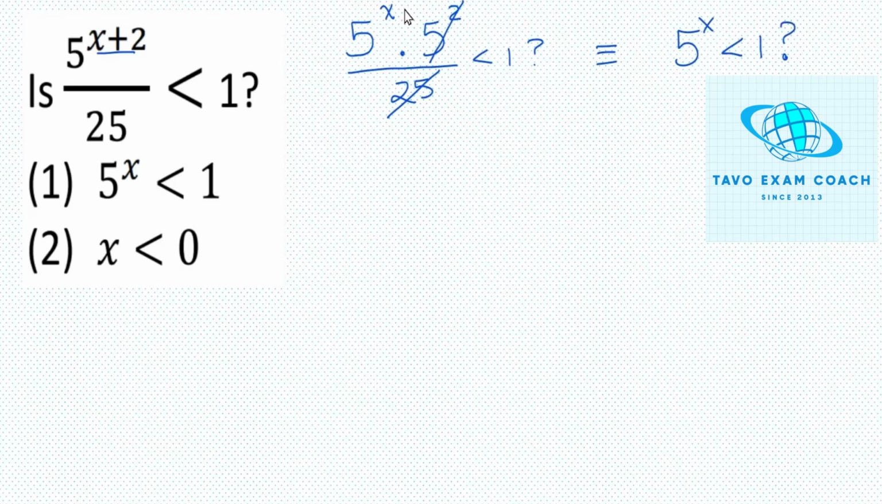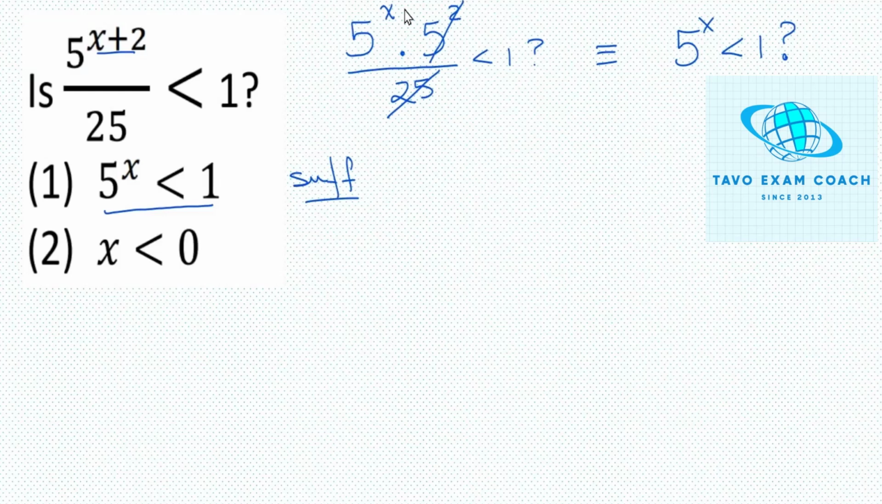Well, with this simplification, statement 1 is obviously sufficient. It affirms the simplified form of the expression in the question. It confirms it's true. So statement 1 alone is sufficient. What about statement 2? X is negative. So how do we interpret this?